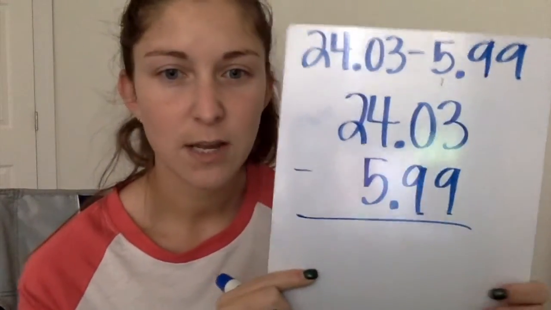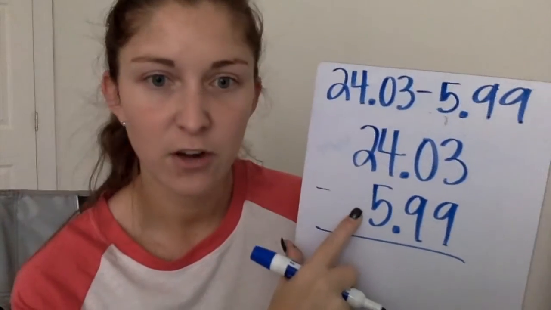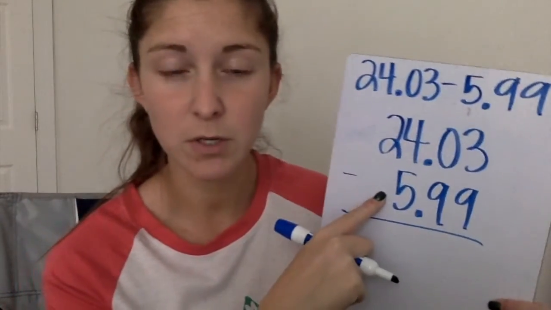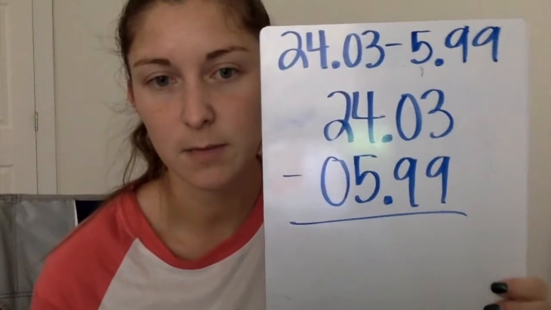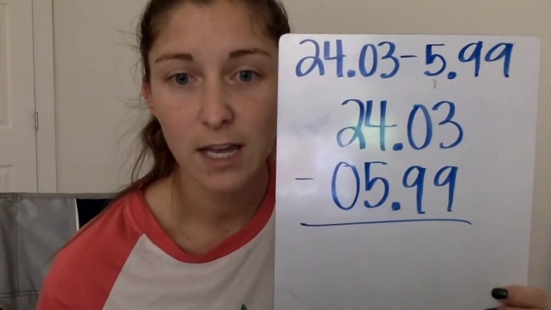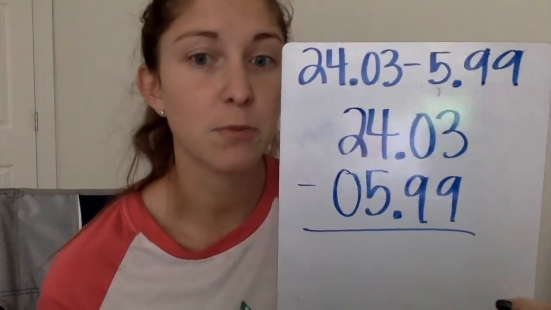I just noticed that right here, I don't have anything underneath my 2. And if you guys want to put something underneath your 2, you can put what I like to call a placeholder, and that placeholder would be 0. So I can write my 0 there just so everything lines up nice and neat. And then I can go ahead and start my subtraction process.